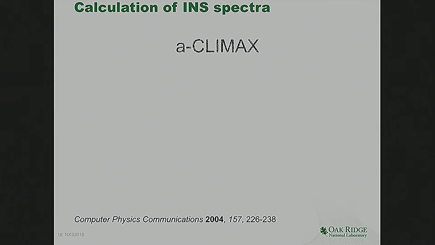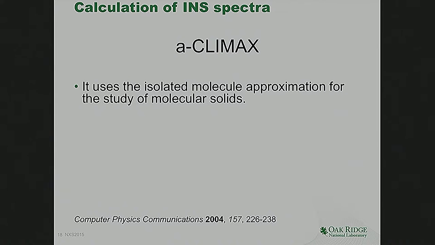How do you calculate your inelastic neutron scattering spectra? Well, there's a very easy software that I wrote a few years ago, called aCLIMAX, that essentially allows you to use what is called the isolated molecule approach to study molecular solids. Let's say that you have benzene, okay? You do a calculation of all the vibrational modes of benzene using your favorite software, could be molecular mechanics, could be DFT, could be Gaussian, and you have an isolated molecule. That sometimes contains enough information for you to understand a lot of things about the system. But the total intensity needs to be calculated in a very precise way.